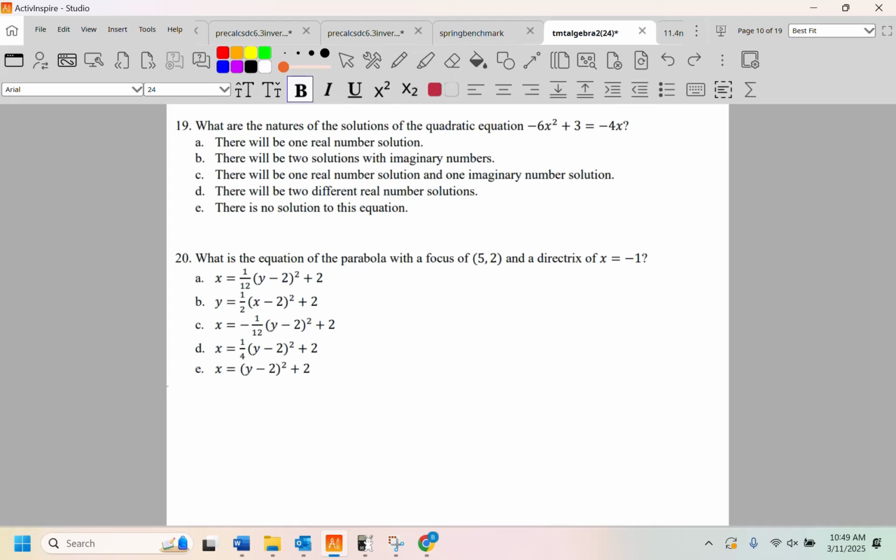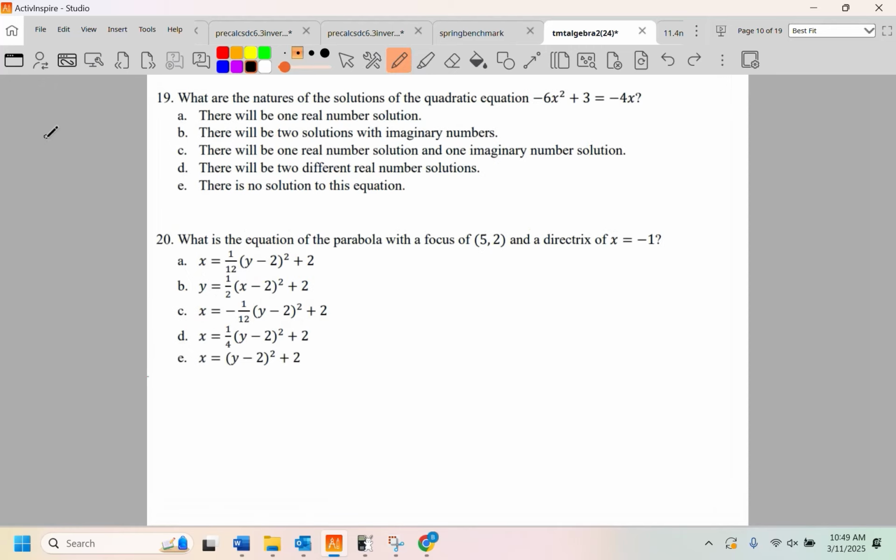All right, 19. What are the natures of the solutions of the quadratic equation negative 6x squared plus 3 equals negative 4x? So let's do this by hand, okay? There are some things you're supposed to remember about doing this by hand. It's about the discriminant.